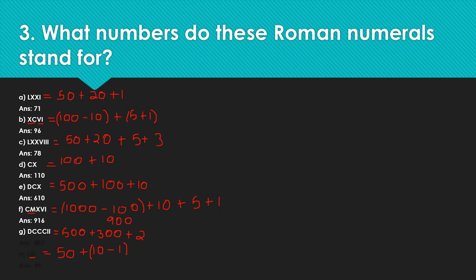Next, DCCII. So what is the symbol for D? That is 500. Then C stands for 100. Here 3 C's are given. So 3 times 100 is 300. Then I stands for 1. Here 2 I's are given. So you will write 2. 2 times 1 is 2. So now what is the answer? 500 plus 300, 800. 800 plus 2, the answer is 802.